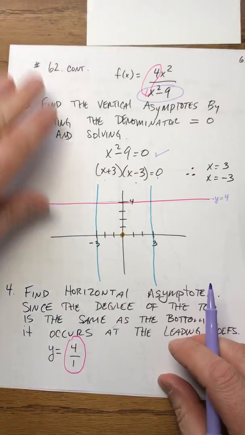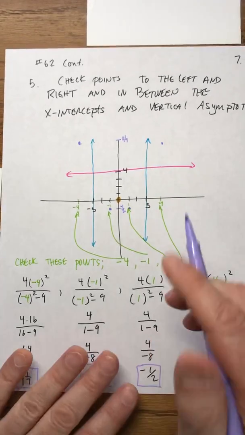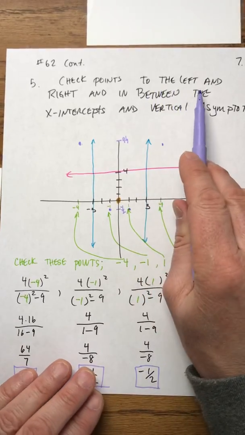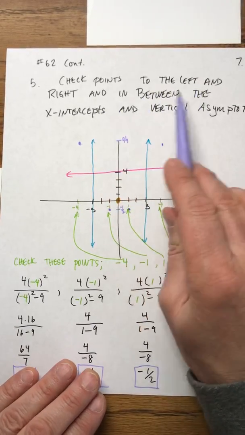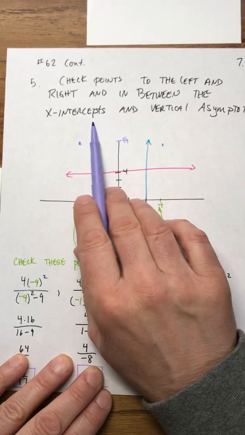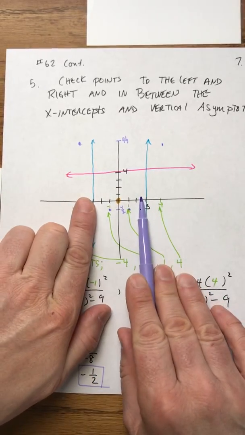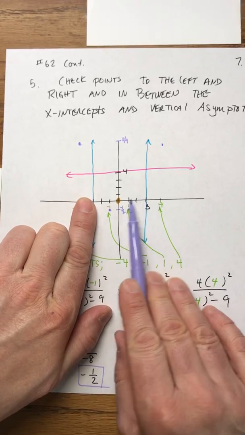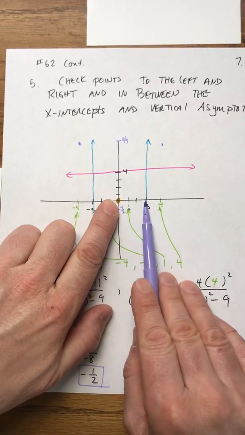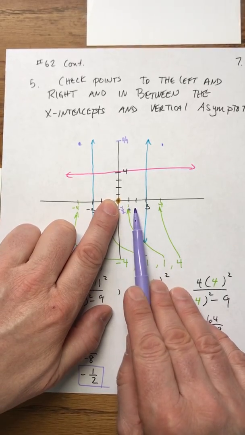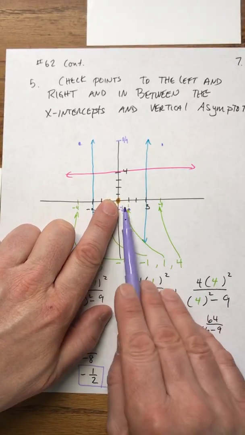Step 5 would be to find out where it actually is. So in step 5, we're going to check different points. Points to the left and to the right and in between. In between what? The x-intercepts and the vertical asymptotes. So I want to check a point in between here, and here's my x-intercept, so I'm going to check, let's say, 1. Now I can check 2 or 1.5 or anything we want, but 1 is the easiest number to check there.